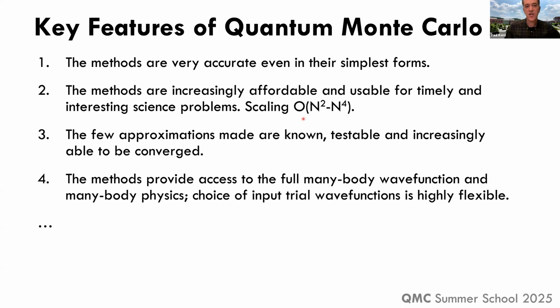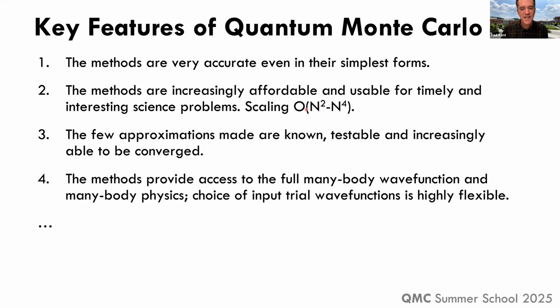So a few key features, and I'm going to be going into more details and justifying this in the next session, but just a few headline features. The methods are widely regarded as benchmark methods, and they're very accurate even in their standard or simplest forms. And that's actually the recipe that we are going to be going through in the summer school. The methods are, importantly, increasingly affordable, and we can apply them to interesting science problems.